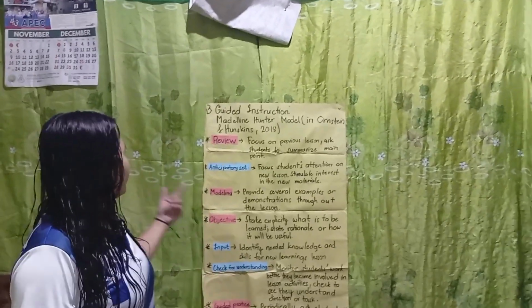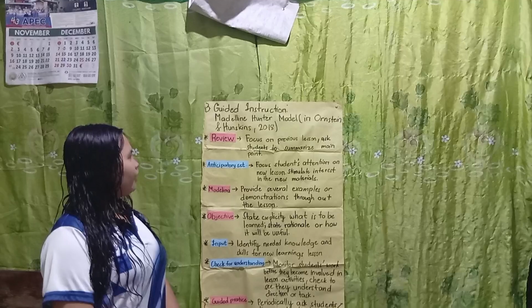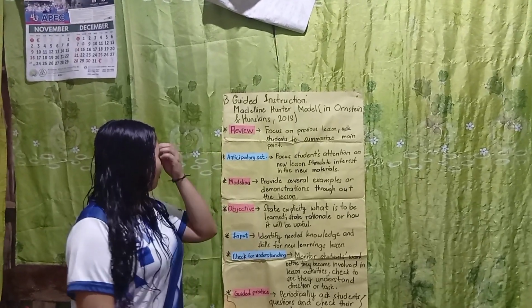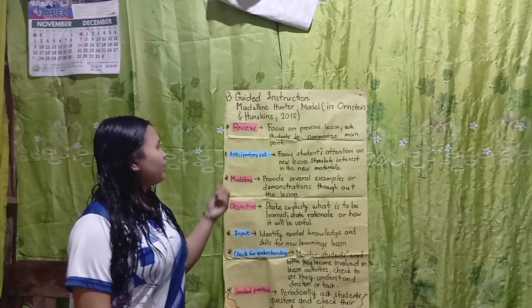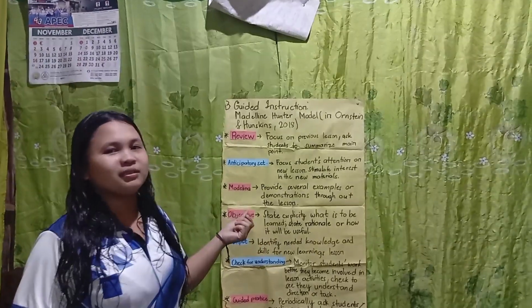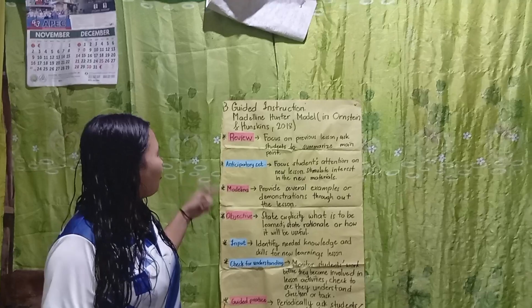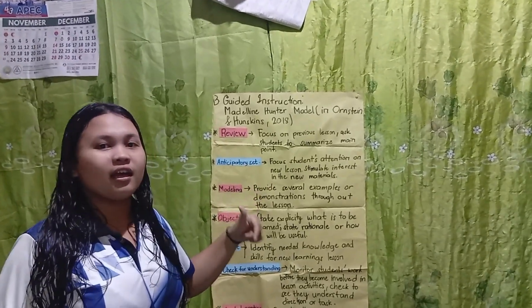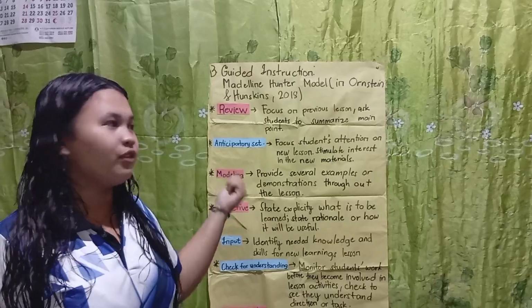So we start off with guided instruction, the Madeline Hunter model, in Arends and Kilcher 2018. Review: focus on the previous lesson, asking students to summarize the main points. So we say review, you need to focus on the previous lesson and recap it so that students understand. Of course, with a previous lesson, students only remember a little of the last discussion.